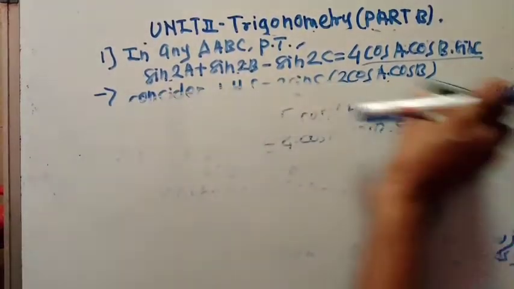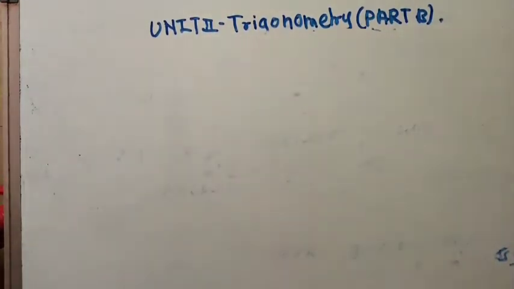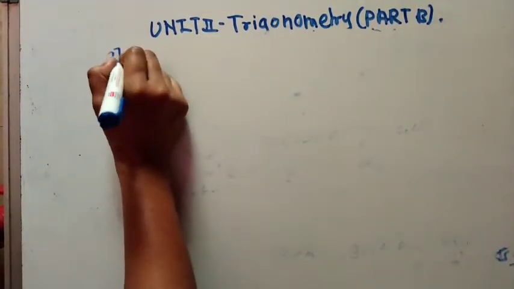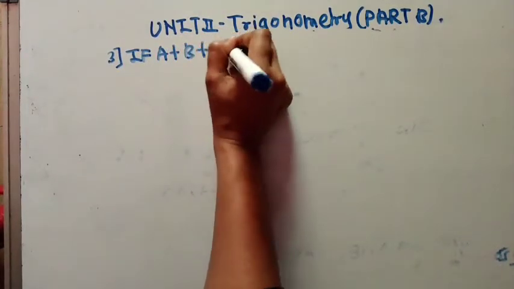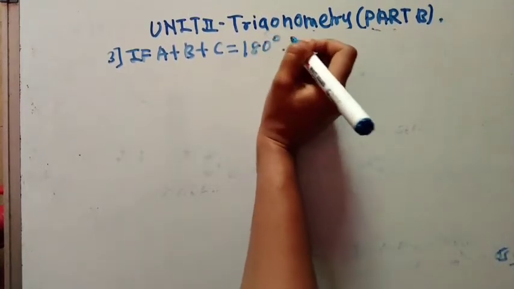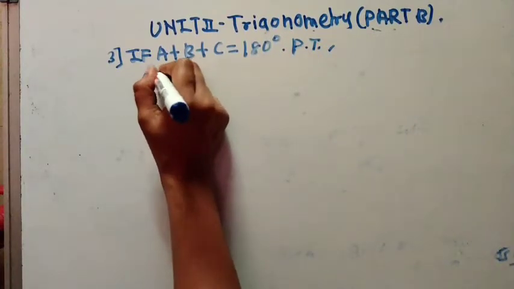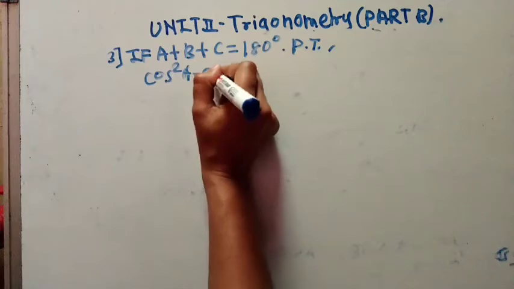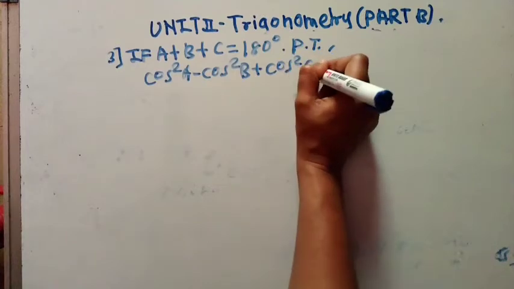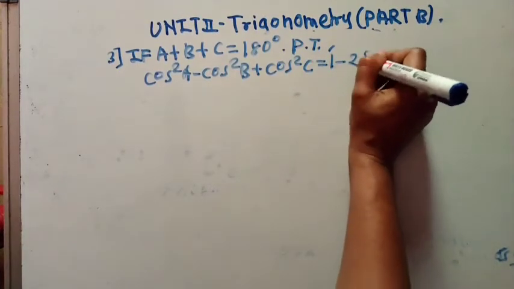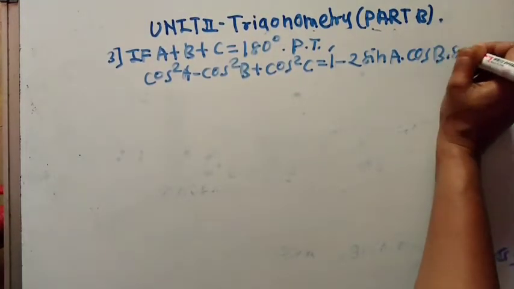Then we give the third proof. If A plus B plus C is equal to 180 degree, then prove that cos square A minus cos square B plus cos square C is equal to 1 minus 2 sin A into cos B into sin C.